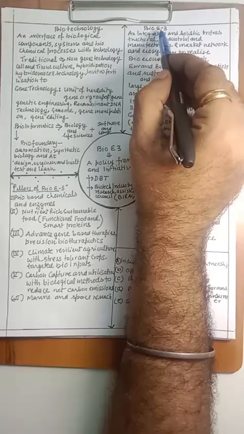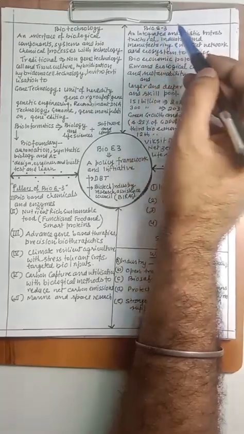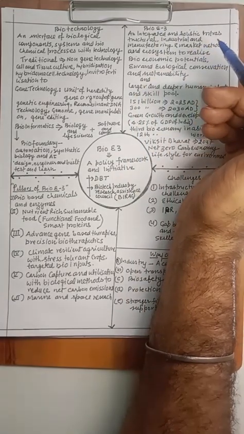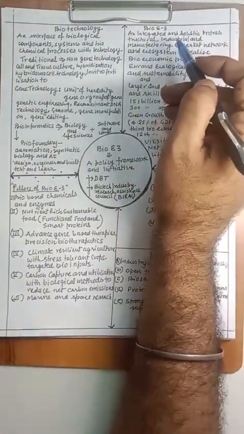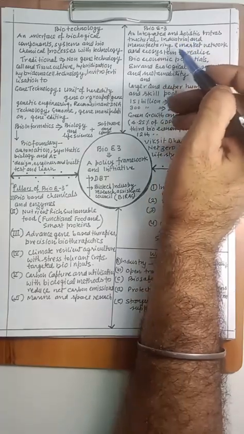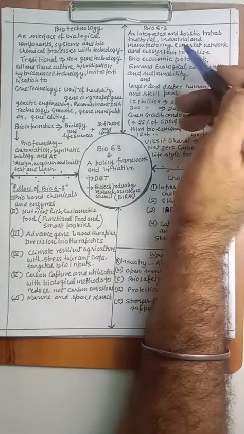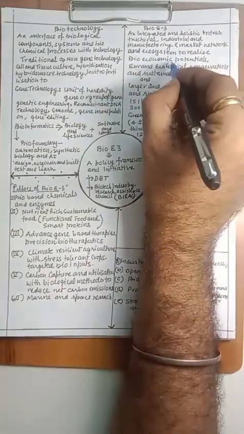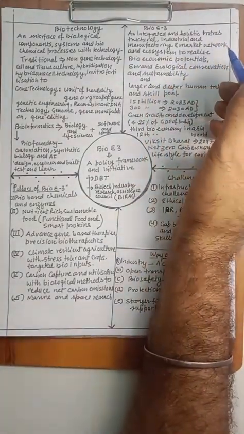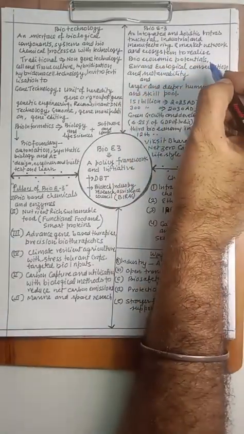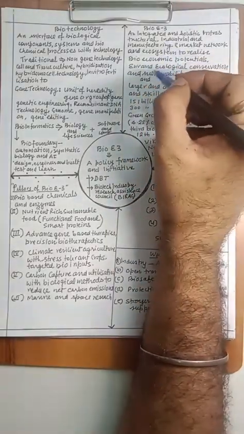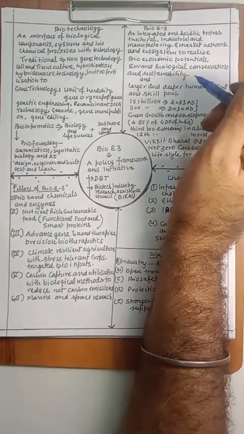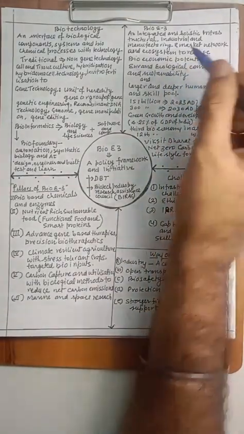Now let us come down to goals of Bio E3. So Bio E3 is an integrated and holistic infrastructural, industrial and manufacturing and market network and ecosystem to realize bioeconomic potentials, environmental and ecological conservation with sustainability and larger and deeper human talent and skill pool.